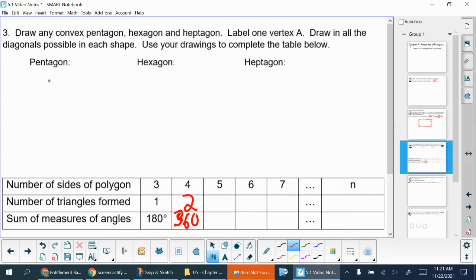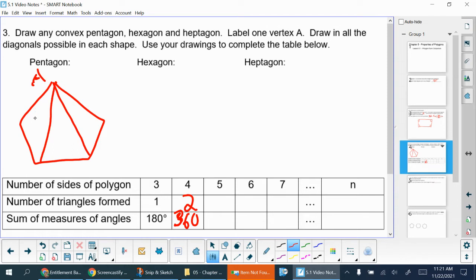Okay, so if we have a pentagon, I'm just going to draw any random pentagon, label one point A, and draw in my diagonals. And you see that makes 1, 2, 3 triangles. If I say there's 180 in here, 180 in here, 180 in here, that would give me a total of 540 degrees for a pentagon.